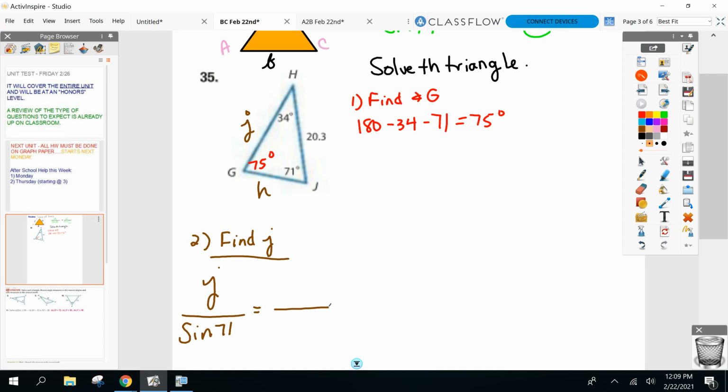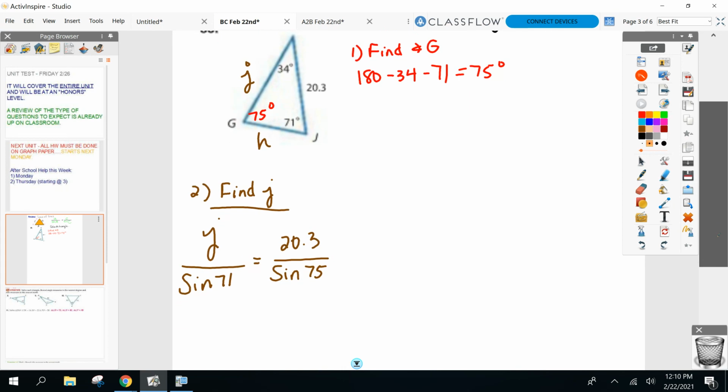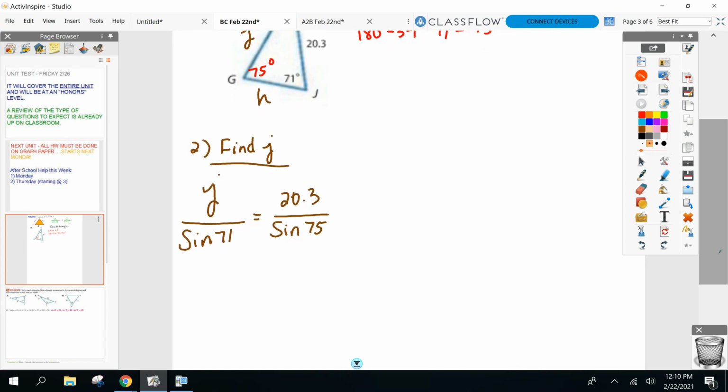Preferably not another variable. So the only other side I know that was given to me, 20.3 over sine of, what's the angle opposite 20.3? 75. And there is law of sines being used to find side J. And now we cross multiply. Sine of 71 times 20.3 equals J times sine 75.